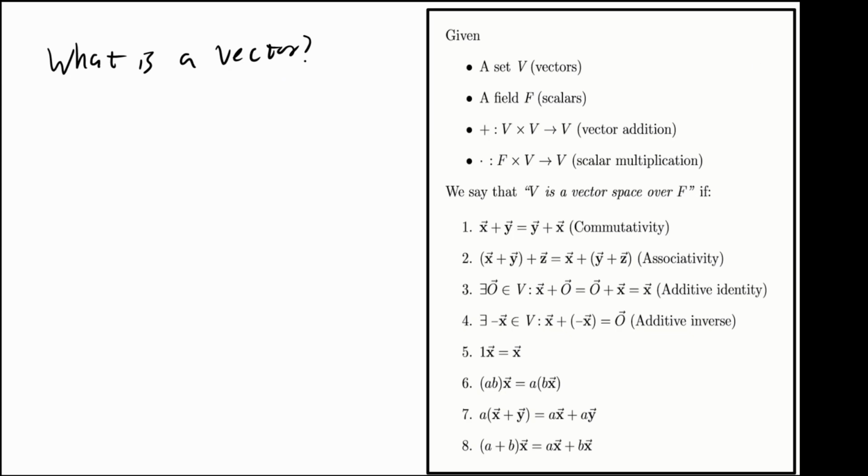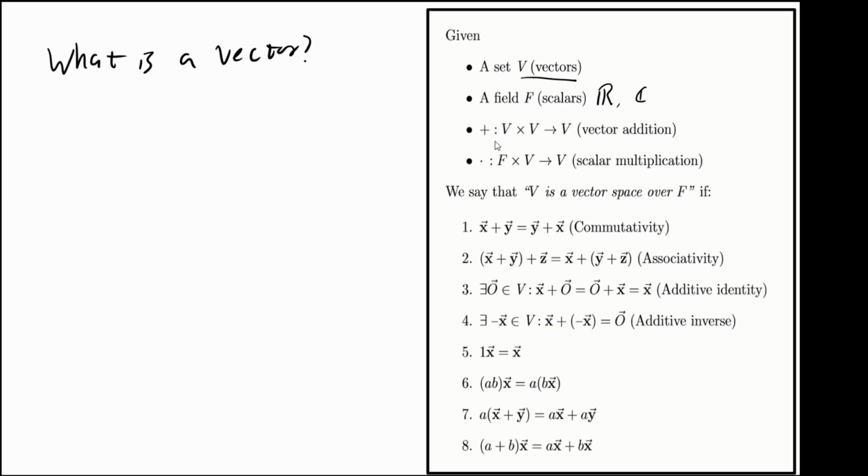Great. So what is a vector space? Well, to talk about a vector space, we need four things. First, we need a set called V. These are going to be our vectors. Then we need a field. I'm not going to go into the definition of what a field is, but we're going to call these scalars. And for now, just think of these as being the real numbers or complex numbers.